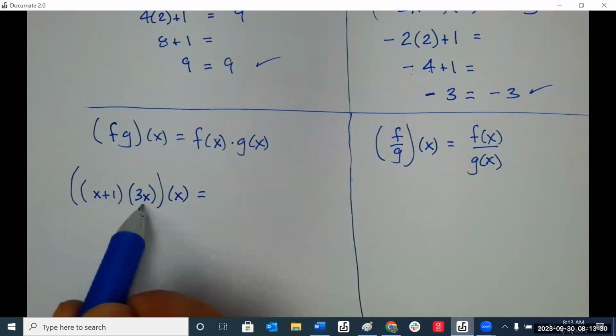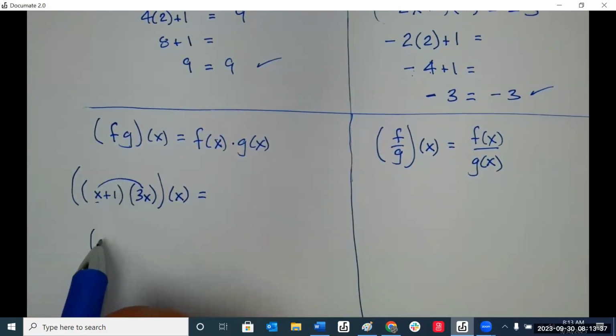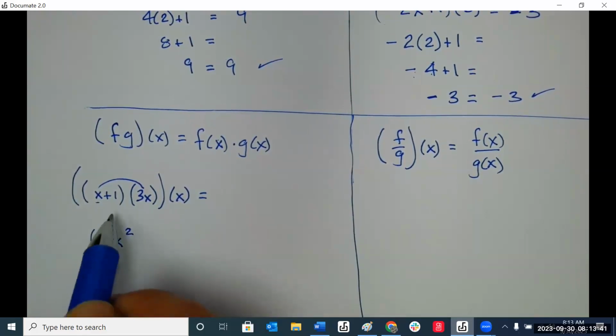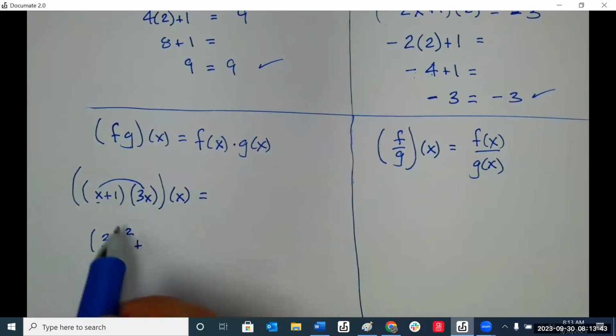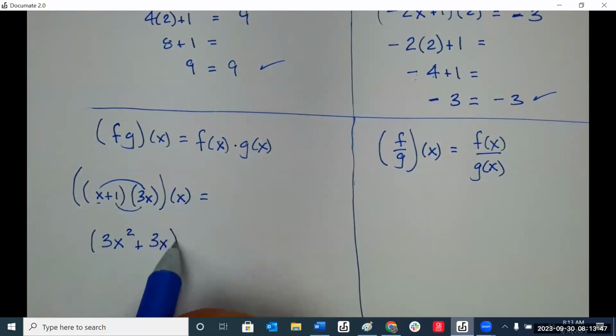So we have to get rid of the parentheses inside here. We can't do anything in here, we can't do anything in here, so we multiply. X times 3x is 3x squared. Positive times positive is positive. 1 times 3x is 3x.